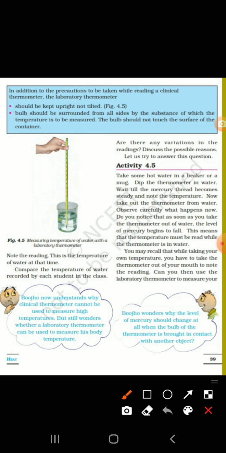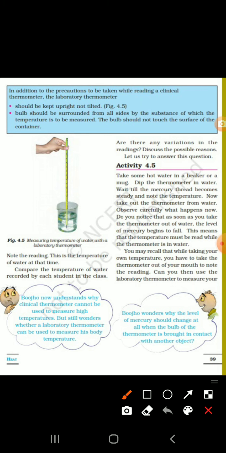Now activity 4.5. Take some hot water in a beaker or a mug. Dip the thermometer in water. Wait till the mercury thread becomes steady and note the temperature. Now take out the thermometer from the water. It is simply the same activity; instead of tap water, you have to take hot water and dip the thermometer, then check that the mercury thread becomes steady and note the temperature. Then take out the thermometer from water. Observe carefully what happens now.